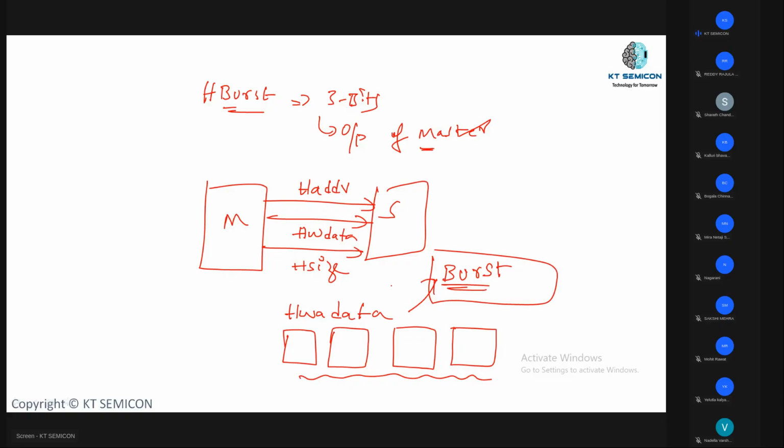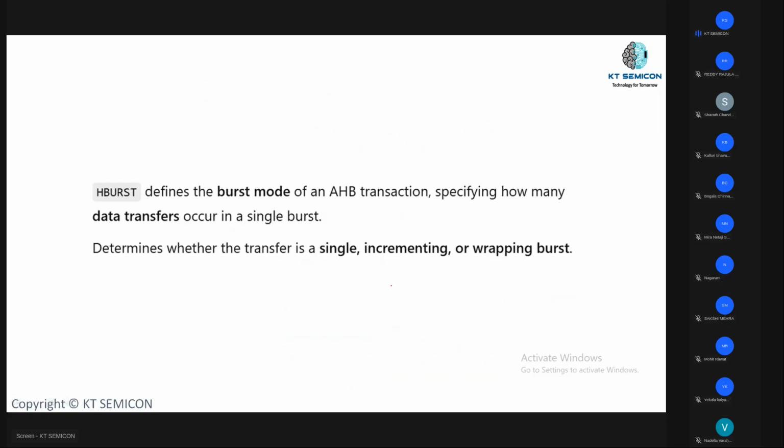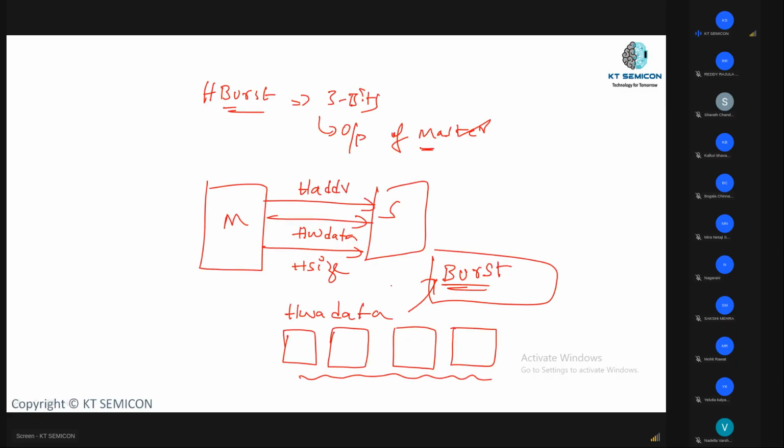The type of burst, whether it is a single packet, or four packets, or eight packets, or 16 packets, how many packets, will be decided using this signal known as HBURST. Here also we have three bits, so a total of eight combinations: 000 to 111. 000 means, I think, a single increment burst.